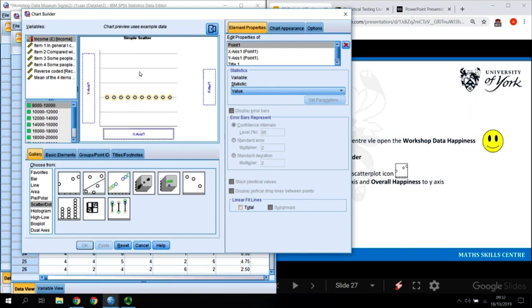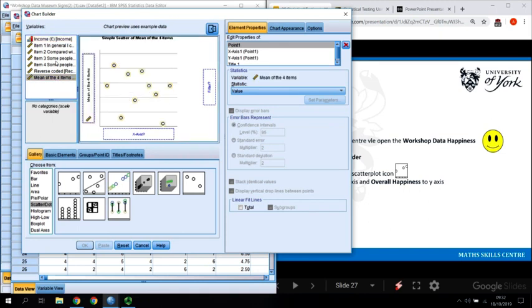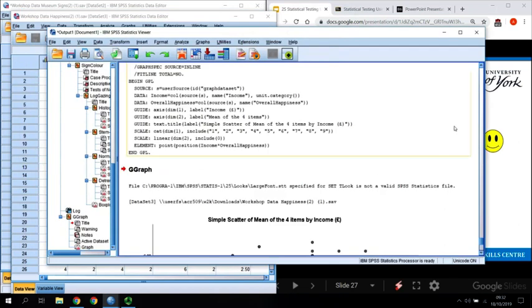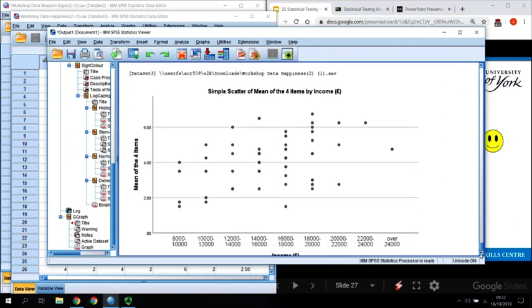We click and drag it up to our chart building area, and then we're going to put overall happiness, where we've taken the mean of 4 items, on the y-axis. It doesn't really matter what we put on there because we're just demonstrating how to check linearity. And then we're going to put our income on the x-axis. We'll click OK, and in our output window, we'll get a graph. And you can see there's a lot of variation here. It's quite messy, but I would consider that okay to put into a correlation or a linear regression. That's acceptable. So you do need to use a bit of judgment.